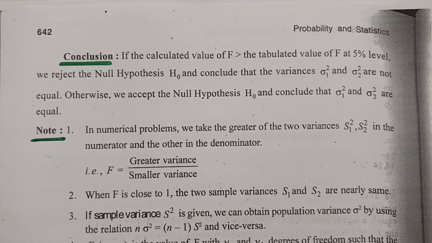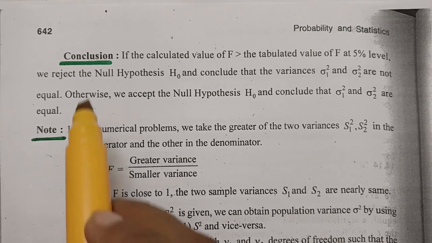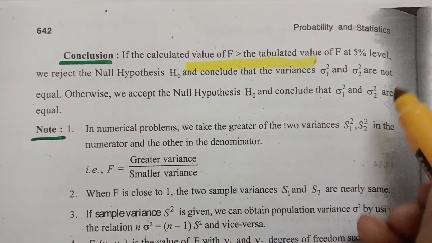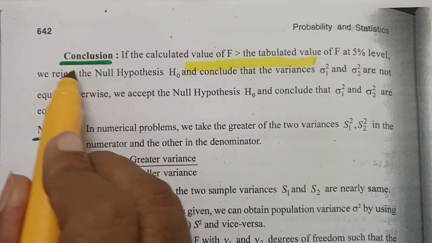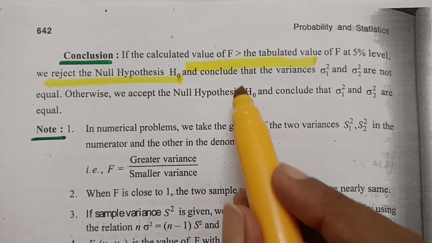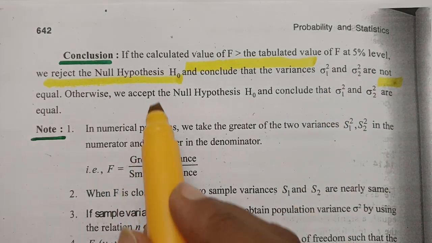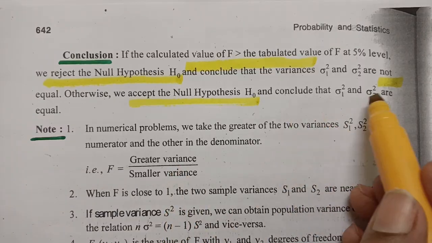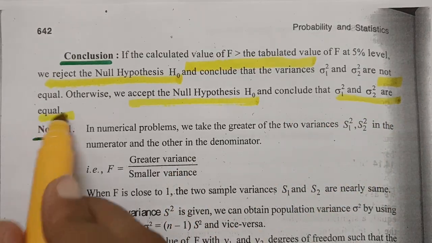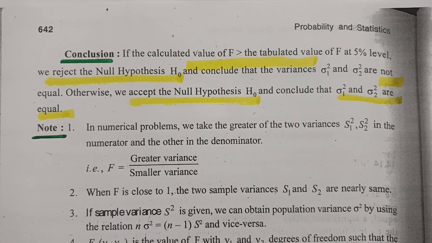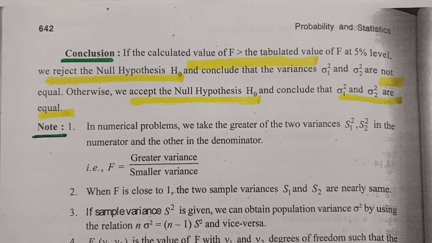After comparing the calculated value and the tabular value, here is the conclusion. If the calculated value of F is greater than the tabular value at 5% level, we have to reject H0 and conclude that the variances sigma 1 square and sigma 2 square are not equal. Otherwise, we accept the null hypothesis and conclude that sigma 1 square and sigma 2 square are equal. So first we take the null hypothesis and alternate hypothesis, then the test statistic, then again a comparison of the calculated value with the tabular value, and the next one is the conclusion part.